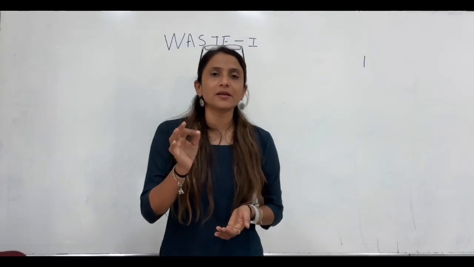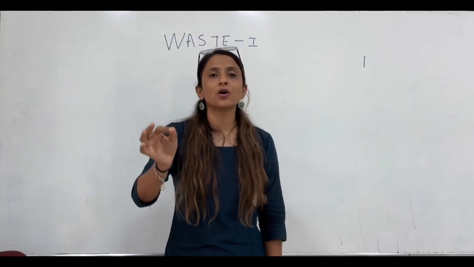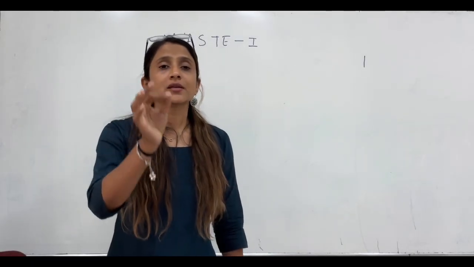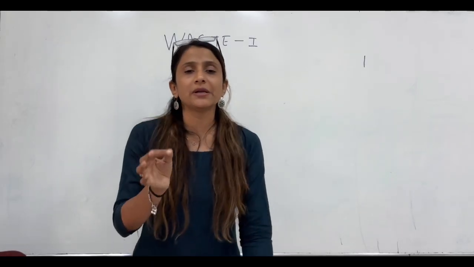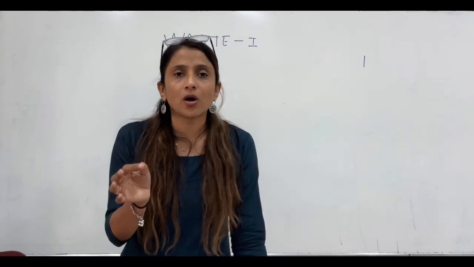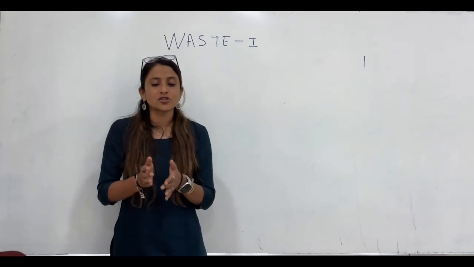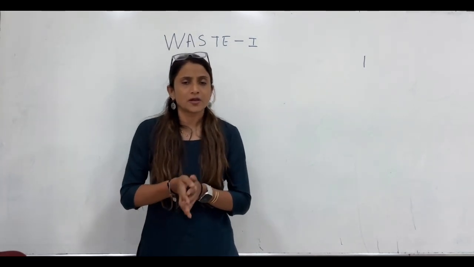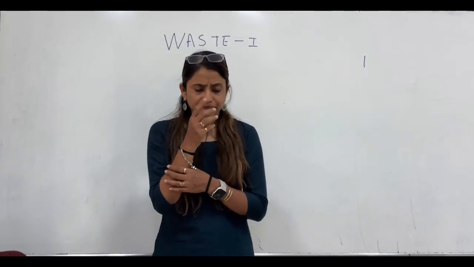Eutrophication simply means depletion of oxygen from water bodies. Kids, this is a very important topic to learn. Please remember very well what eutrophication is: depletion of oxygen from water bodies. So how does this depletion of oxygen from water bodies happen?